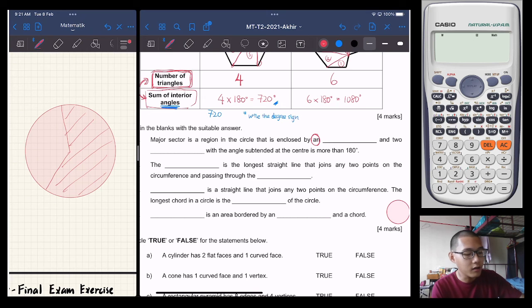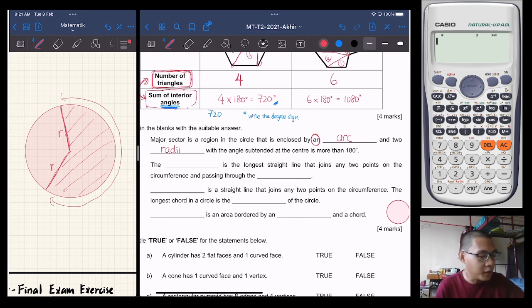An arc, right? Arc or arcs, and two what? An arc here already, have another two. This one is one radius, another radius, right? Actually the plural of radius, when there is more than one radius, we call radii. I'll change to radii, not radiuses. I'll keep the radius the name. So this one is radii, with the angle subtended at the center more than 180.